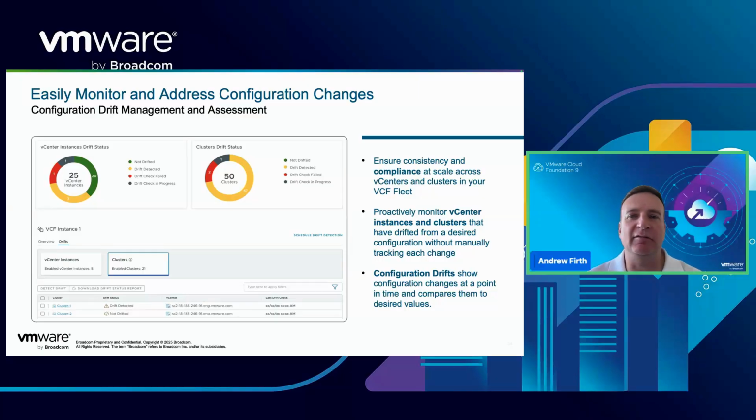And their desired state, yes, all of this is user defined. So this means that you can ensure that your environment will remain consistent and compliant. And you can do this at scale across your entire VCF fleet. So it takes away all of the manual tracking and Excel spreadsheets that you may have had in the past. Configuration drifts show configuration changes at a point in time, and it compares them to desired values. And it's all proactive. So it's a proactive form of management instead of having that reactive, firefighting type of approach.